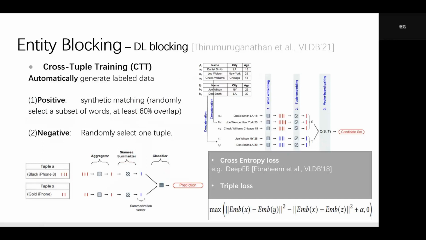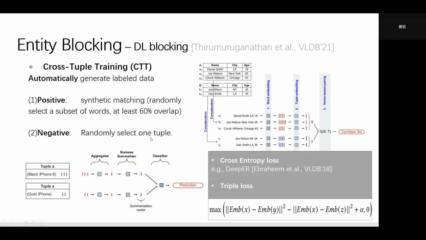The model structure is similar to a Siamese network. An aggregator is used to transform the matrix into one representation, and then we use the Siamese summarizer to transform each embedding into a final dense representation, which denotes the representation of each tuple. The classifier is used to predict the binary decision.